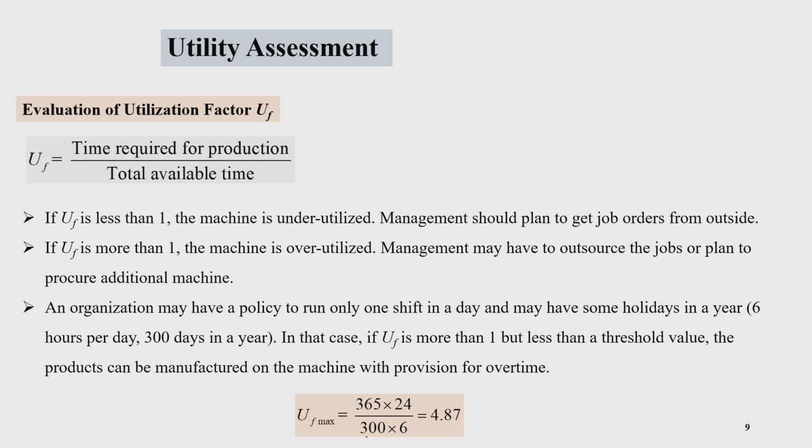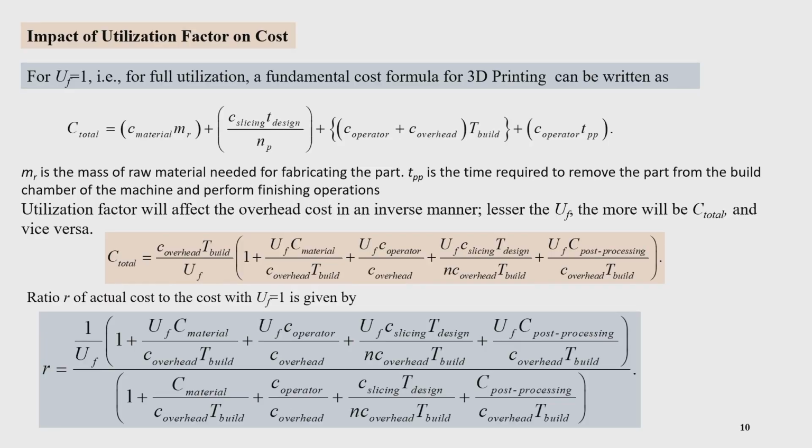That is another thing, that available time is 300 into 6, because you work only 300 days, but at most you can say. So therefore here the utilization factor is coming to 4.87. That means your utilization factor can be as high as 4.87. It cannot be more than that. Okay, that means if the machine runs continuously, then you can say my utilization factor is more.